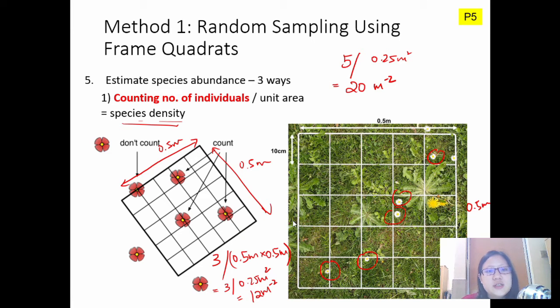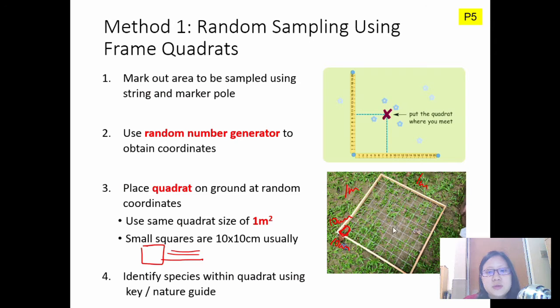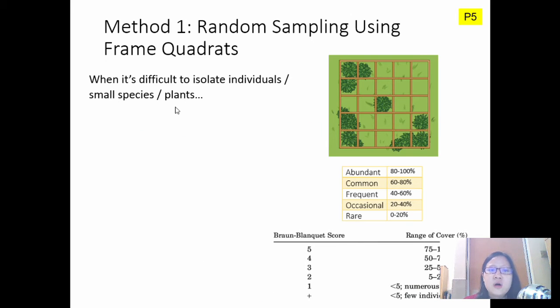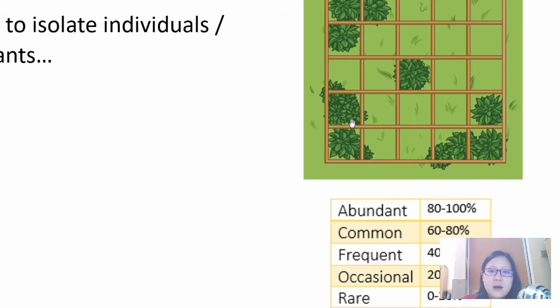So this is actually the method of counting individuals per unit area, aka species density, which is just one method to estimate species abundance. You can see that it's quite straightforward when it comes to little flowers like this that stand out from the green background. But it's kind of hard when it comes to things like this. This grass is kind of patchy, and you can't tell how many individuals there are. These individuals are not isolated, they are small and they are overlapping. In this case as well, I can see this quadrat here is kind of overlapping.